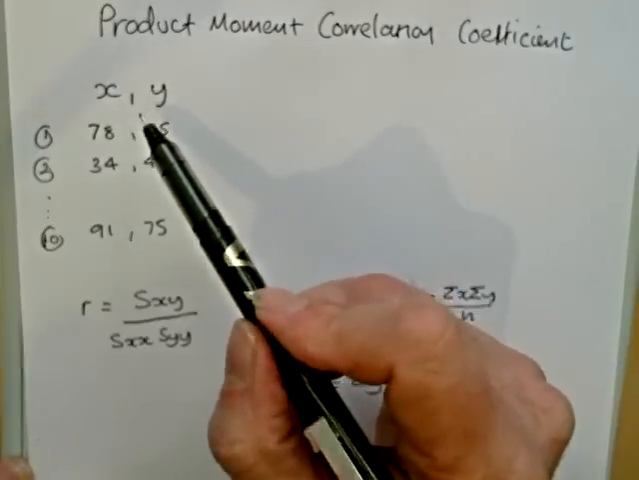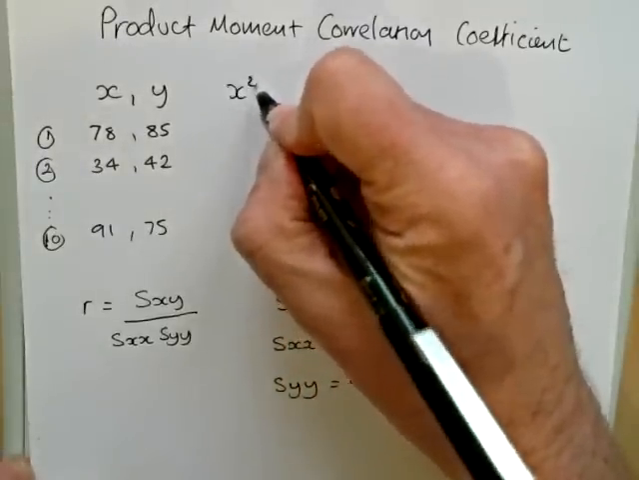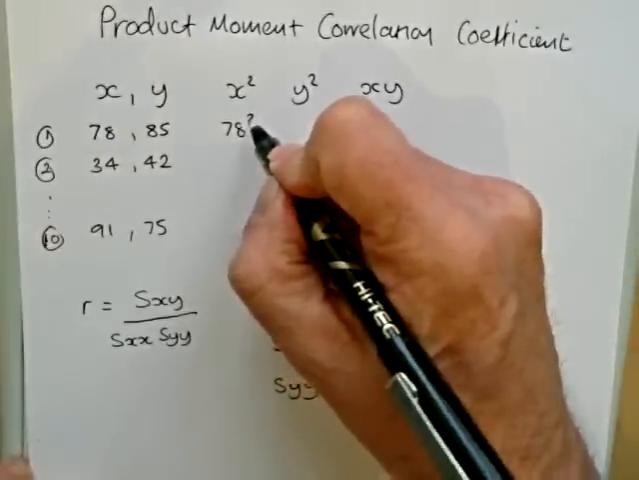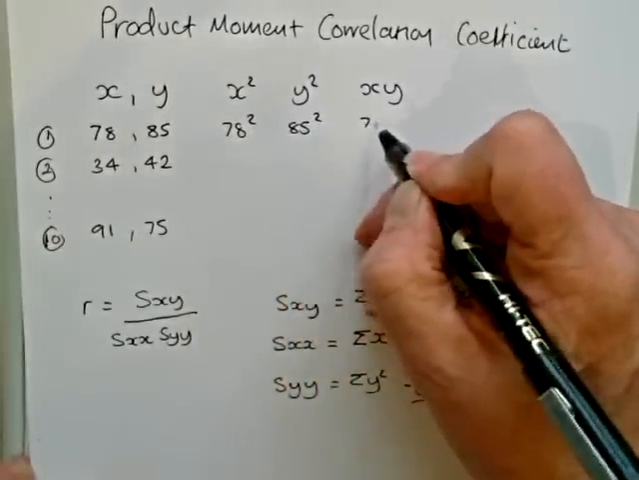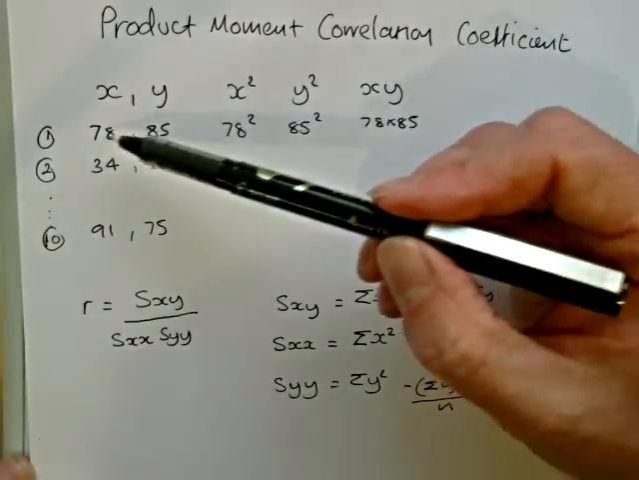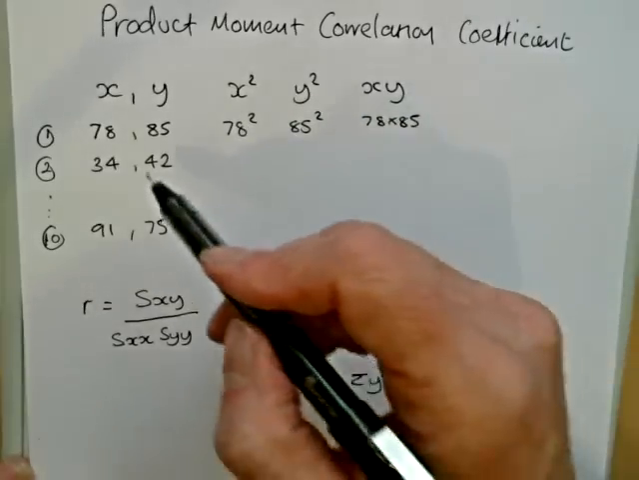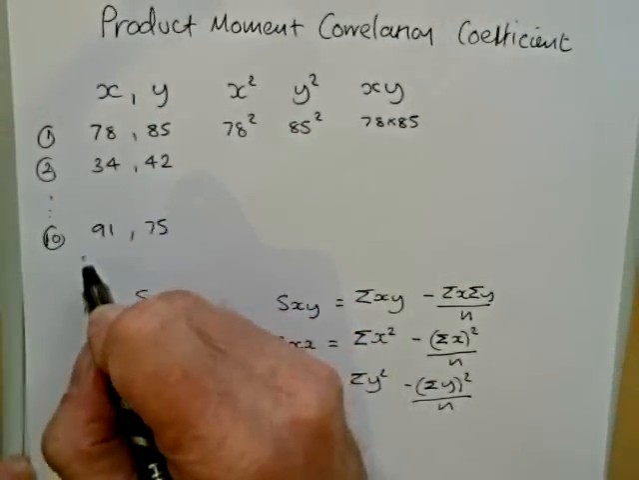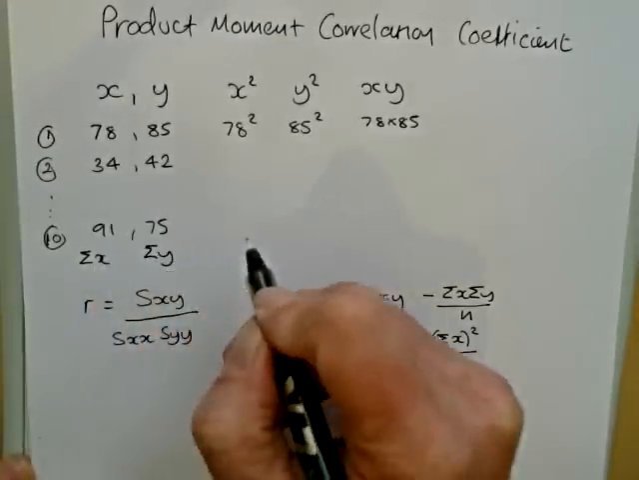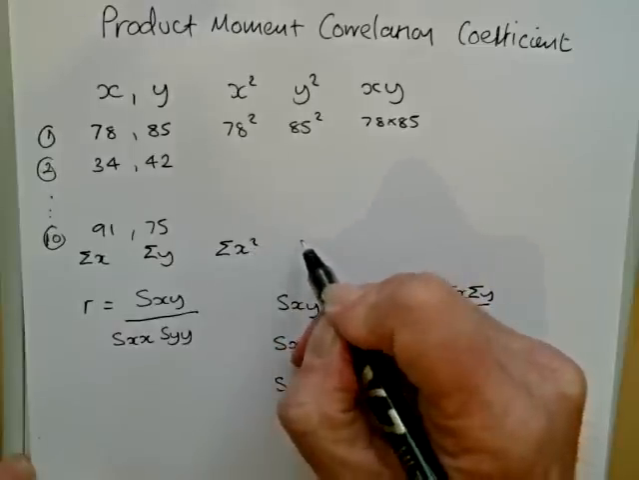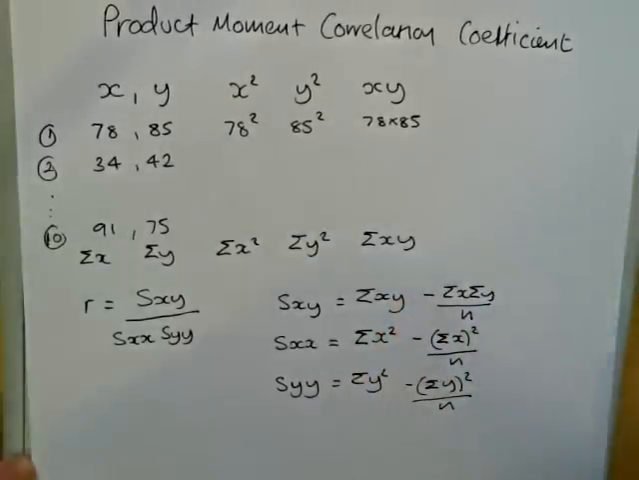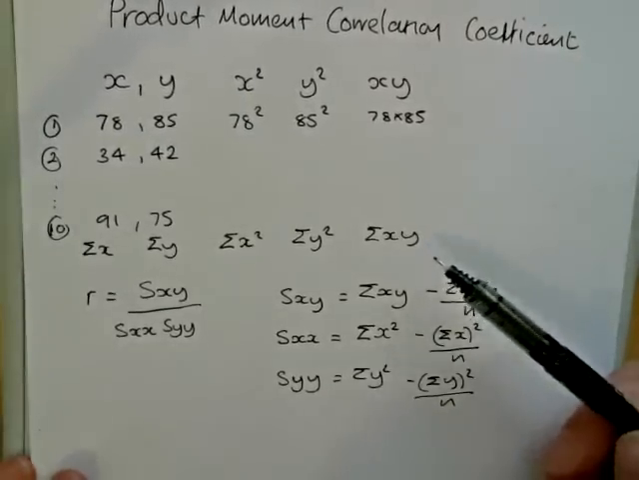Now, what we may be required to do is work out the values of x squared, y squared, and xy. So, just so you're absolutely sure what that means, that's going to be 78 squared, 85 squared, and 78 times 85. If the table was just values of x and y, you'd have to work these out, and then you'd have to work out the additions of each column. So the addition of the x column would be the sum of x, the addition of the y column, the sum of y, then the sum of x squared, the sum of y squared, and the sum of xy. And now you have all the parts of the formula that you need.